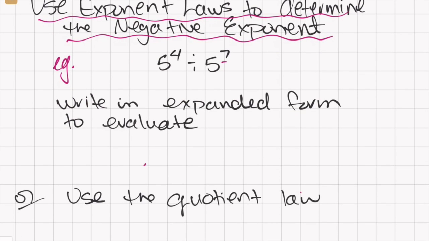All right, let's look at how we can use exponent laws to determine the negative exponent. So here we have a question that's 5 to the exponent 4 divided by 5 to the exponent 7.